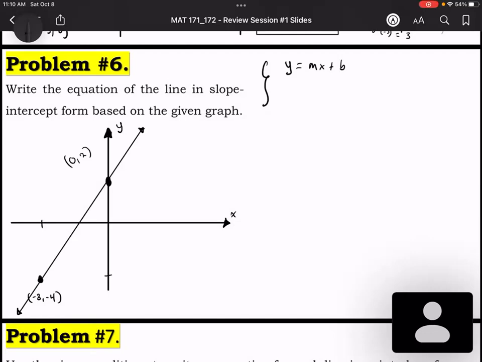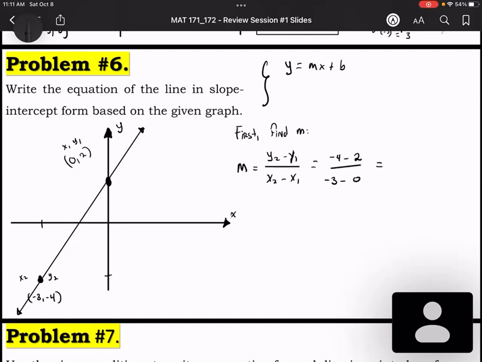You have to figure out what's your slope? So you use the slope formula, right? The change in y over change in x. First, find m. So m is equal to, again, y2 minus y1 over x2 minus x1, change in y over the change in x. So you label your points. Let's say this is x1, y1, x2, y2, and you insert it into your formula. So you're going to get -4 minus 2 over -3 minus 0.